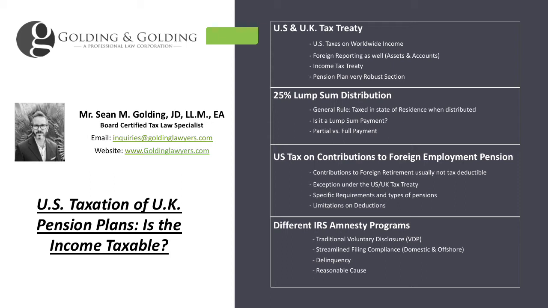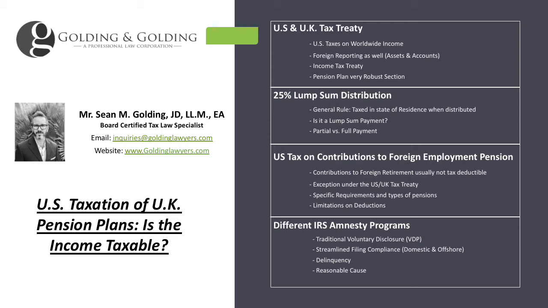When it comes to the UK and the US, they have a very robust section or article 17 and 18 on pension plans. Most country tax treaties have maybe a little blurb or two, but between the US and the UK, they have very comprehensive pension plan treaty provisions. So the two main questions we normally get revolve around whether it's exempt and the 25% lump sum distribution.